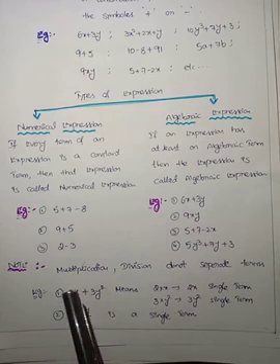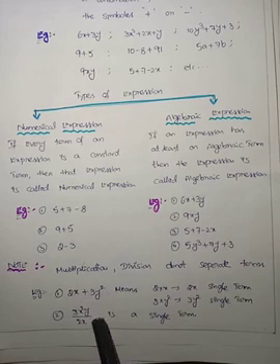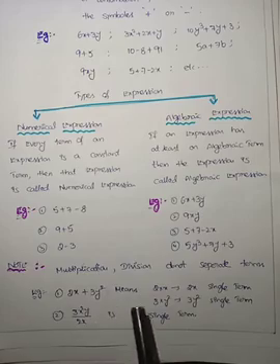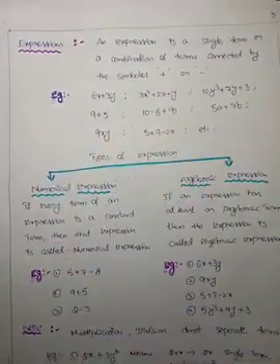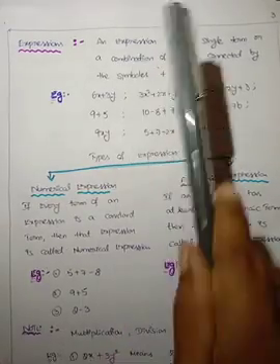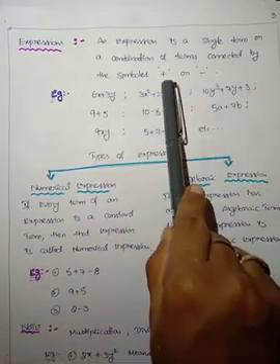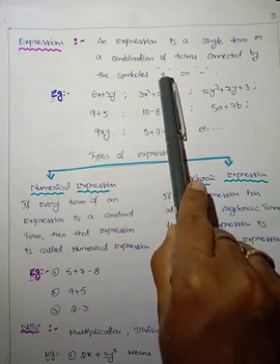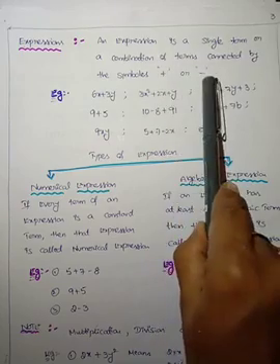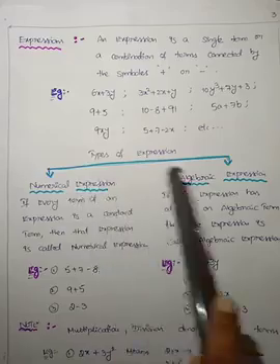2x is also a single term. 3y square is also a single term. Like that, 3x square y by 2x is also a single term. An expression is a single term or a combination of terms connected by symbols. Which symbols? Addition and subtraction.